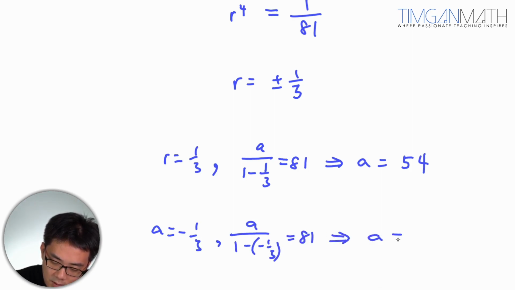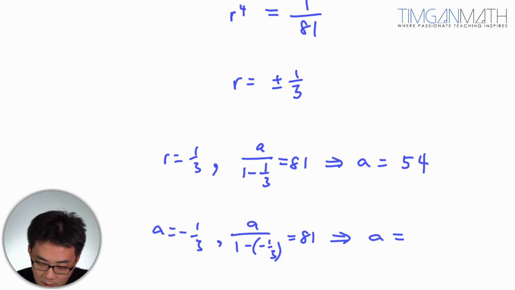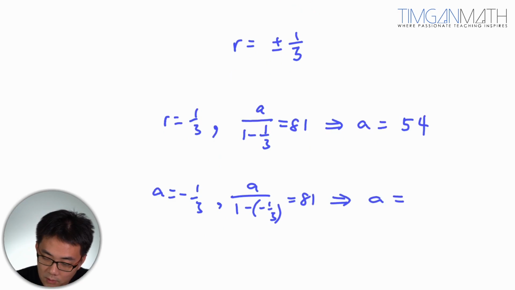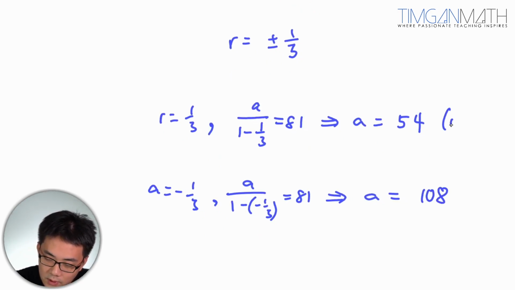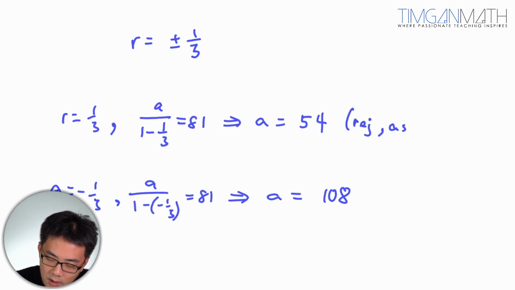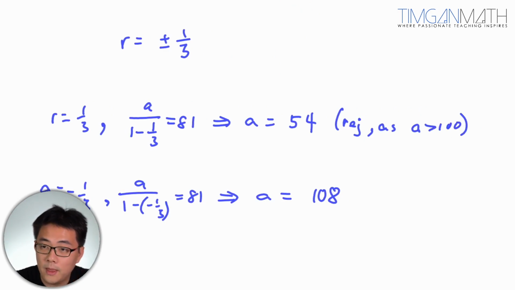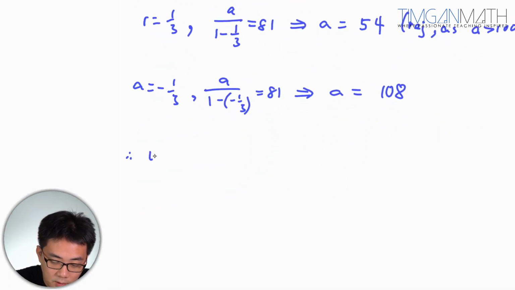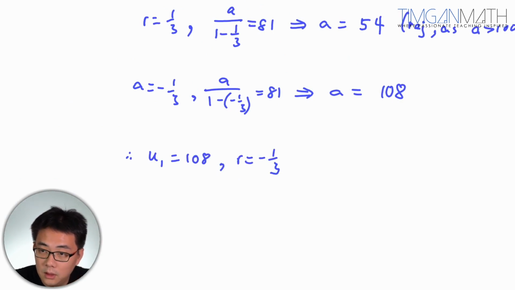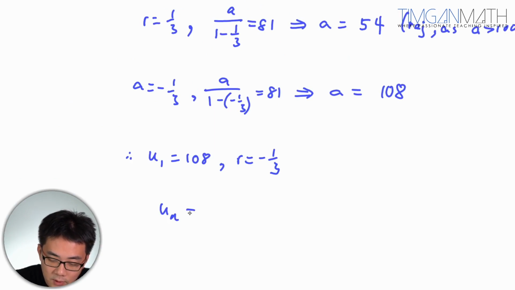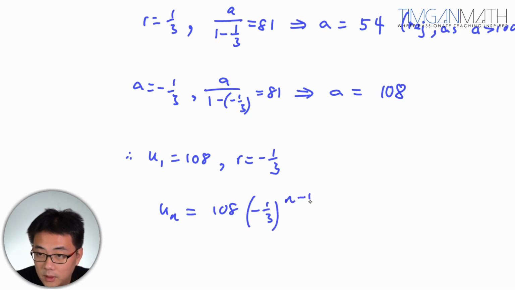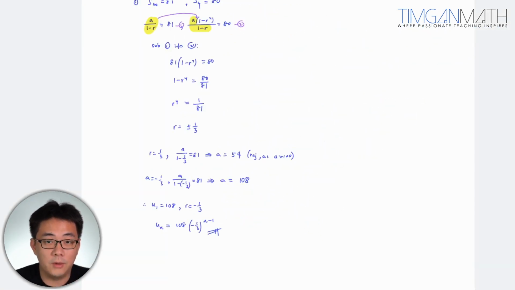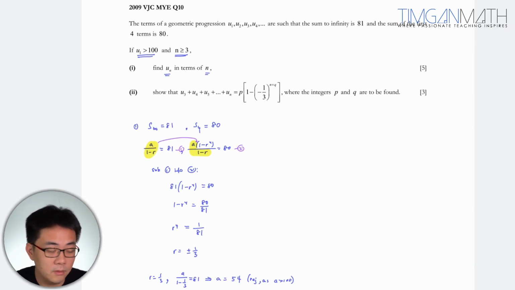This will be a equals 81 times 1 minus 1/3... a equals 81 times 1 plus 1/3, which is 108. So hence reject 54 as a has to be more than 100, right? In other words, U1 equals 108 and r equals negative 1/3. So Un in terms of n will just be 108 times negative 1/3 to the power of n minus 1. Okay, that's how you do this question proficiently.